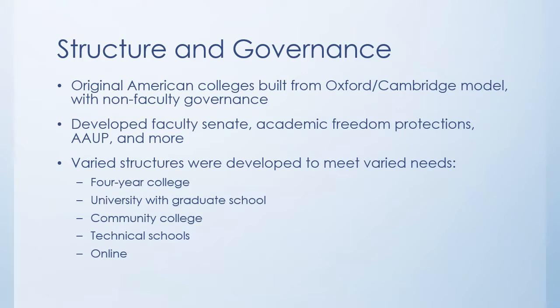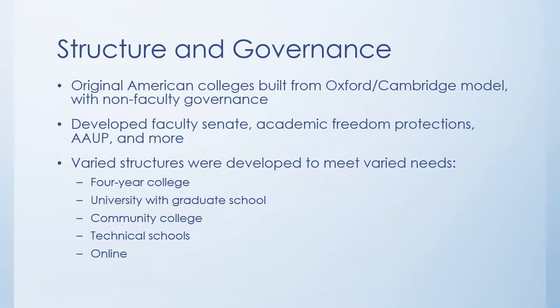Similarly, varied structures of higher education were developed to meet varied needs. So our history in American higher education began with the standard four-year college that awarded bachelor's degrees. But as that sector grew, there was a need for more PhD students in order to have more professors, to have more teachers at the four-year college. And so you saw an increase in universities with graduate schools. And then came along community colleges.